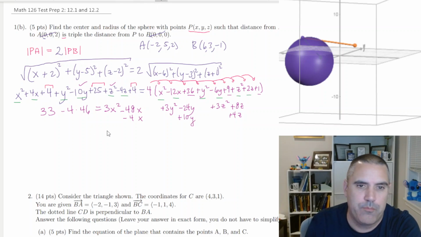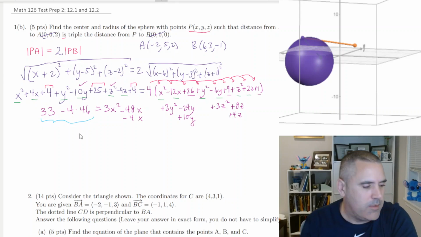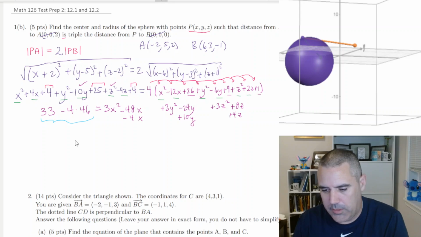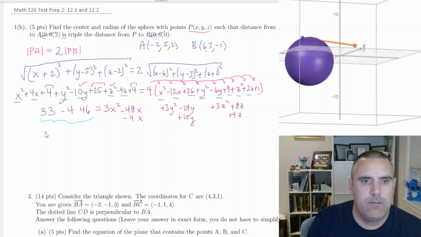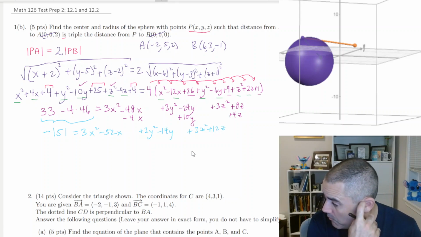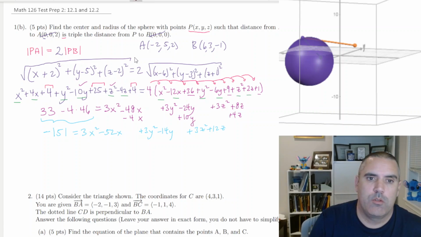Why do I say we have it? At this point, what can we do? This is about where I would be like, okay, I have a long problem. Let's not keep that number like that. So negative 151 for me equals 3x squared minus 52x plus 3y squared minus 14y plus z squared. And this is probably the biggest algebra problem of the term. I told students that. I warned you about it.